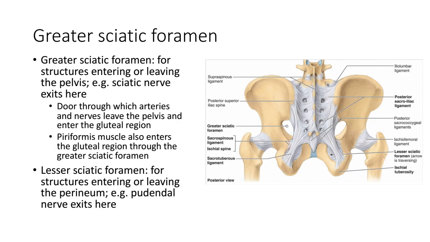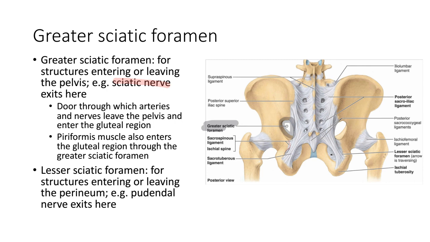The greater sciatic foramen is an important foramen for structures entering or leaving the pelvis. For example, the sciatic nerve exits there. The greater sciatic foramen is a door through which arteries and nerves leave the pelvis and enter into the gluteal region. The piriformis muscle also enters the gluteal region through the greater sciatic foramen.